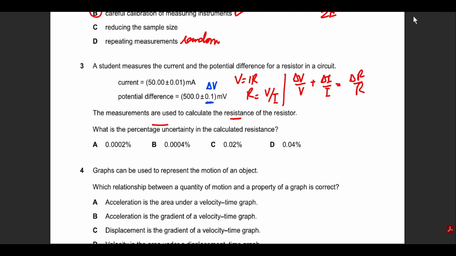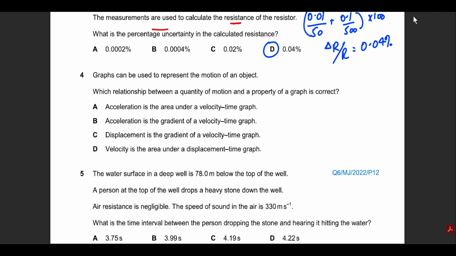So this is delta V and this is delta I, and put this into this equation. So we get 0.01 divided by 50 plus, for current and potential difference, 0.1 divided by 500. And then we multiply the whole bracket with 100. So our answer for percentage uncertainty is going to come out as 0.04%, which is going to be option D.